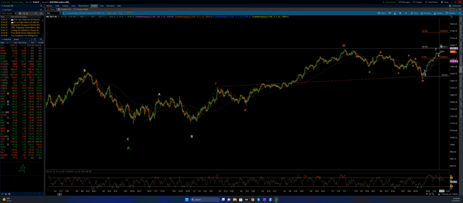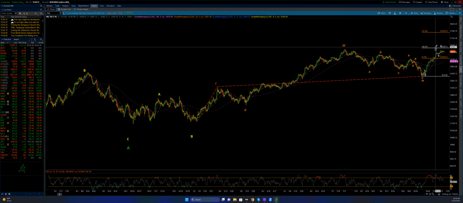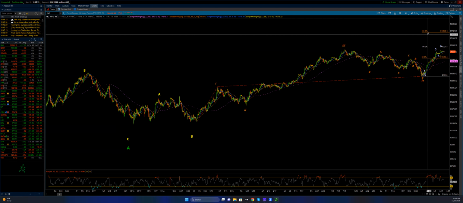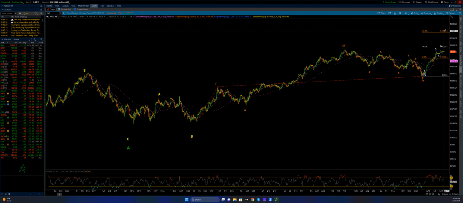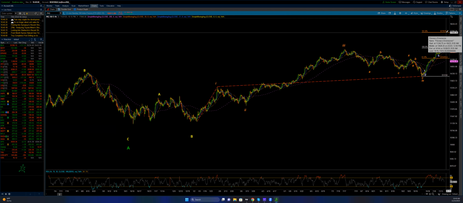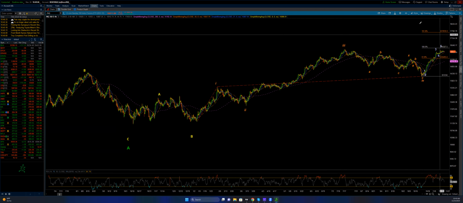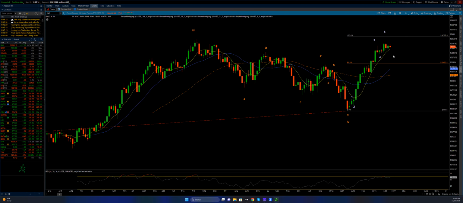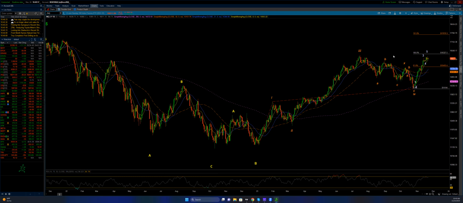So what comes after that? Well, after equality, where wave 5 would equal wave 1, the next one is wave 5 equals 1.618 of wave 1, and that is 17,676. That would create an irregular B wave. Is that possible? Most definitely it's possible. It has been possible all along. It just required what count we were going to use.